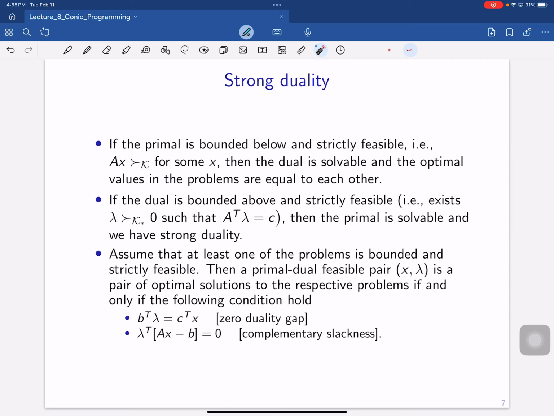And this is the same thing. If the dual is bounded above and strictly feasible, then strong duality holds. The other condition is assuming at least one of the problems is bounded and strictly feasible, then the primal-dual pair is a pair of optimal solutions to the respective problems if and only if the following conditions hold. Well, this is nothing but the two conditions we introduced in the previous lecture. One is the primal equals the dual, the other is complementary slackness we talked about, right?